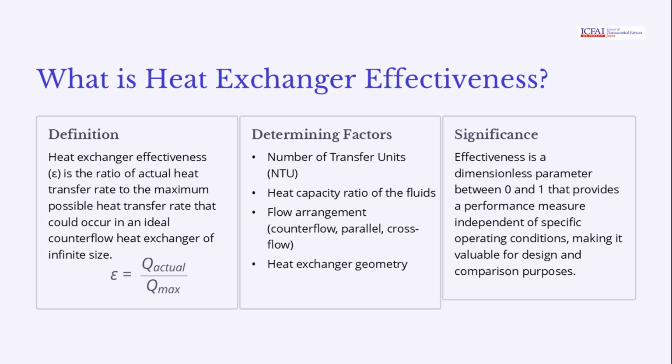Heat exchanger effectiveness is a dimensionless parameter that measures how close a real heat exchanger comes to achieving the theoretical maximum heat transfer rate under given conditions. It is determined by factors such as the number of transfer units, heat capacity ratio of the fluids, and the flow arrangement. Effectiveness is crucial for design and comparison purposes.